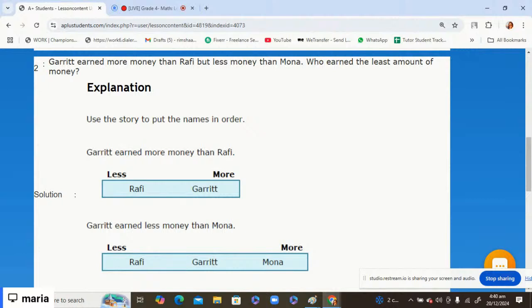Garrett earned more money than Rafi but less money than Mona. So it means that Garrett is in the middle, Rafi is on one side, and Mona is on the other. So Garrett is less than Mona and greater than Rafi. Mona earned the most, Rafi the least, and Garrett is in the middle. Who earned the least amount of money? The least amount of money is Rafi. Okay.